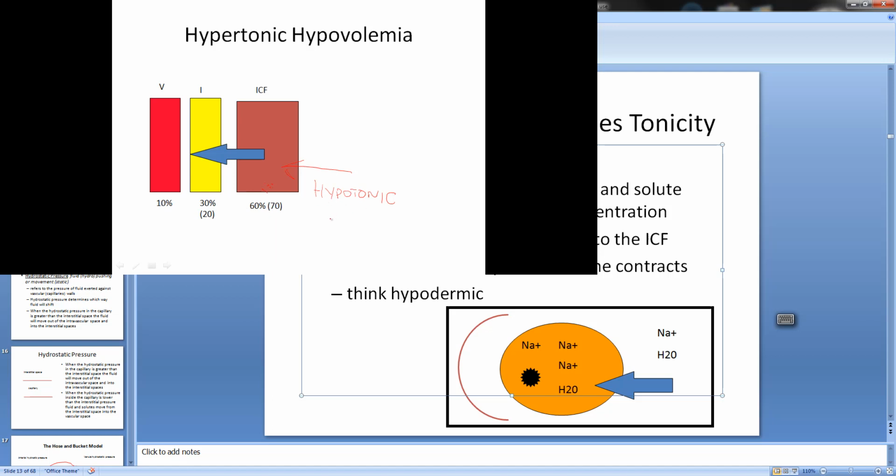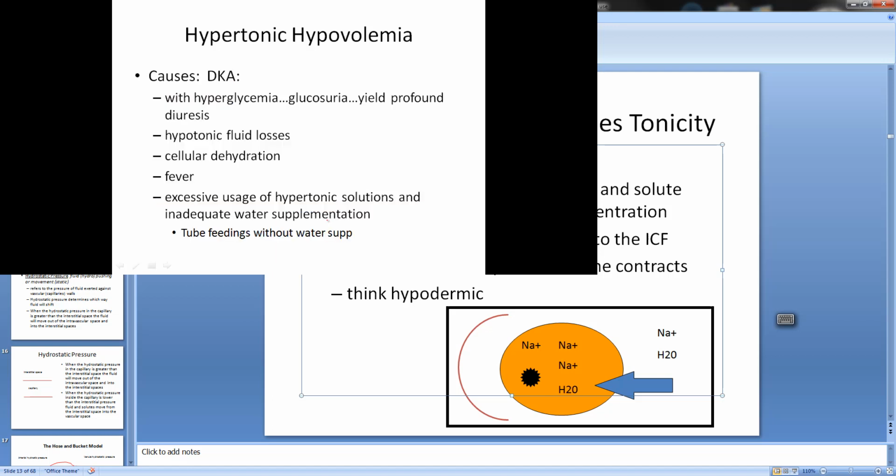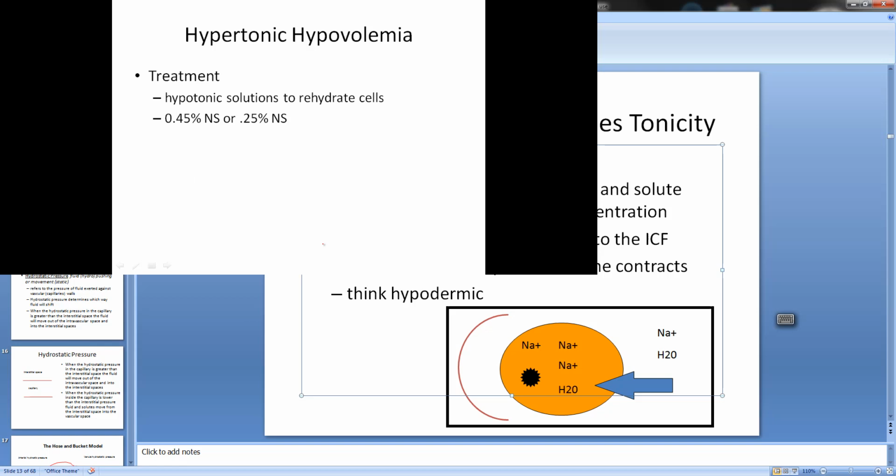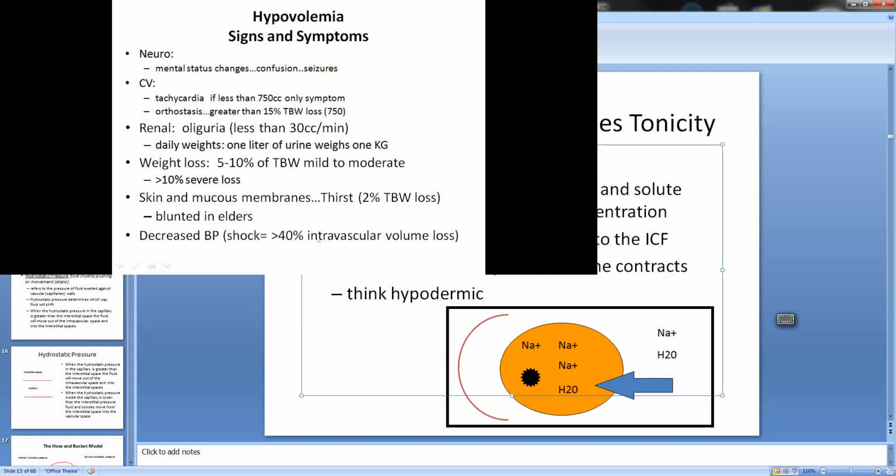Not as common as your garden variety dehydration. As I said, one of the number 1 causes is DKA. With hyperglycemia, you have glucose loss in urine, which is loaded with glucose, and it causes a profound diuresis. And then you end up with cellular dehydration. Fever can also cause it, and tube feedings without water supplementation. As I said, the treatment is hypotonic solutions.